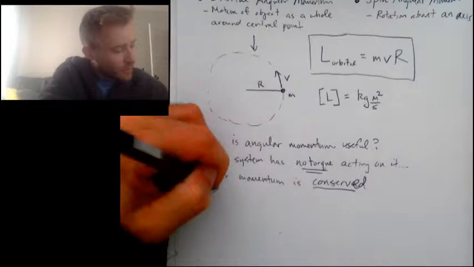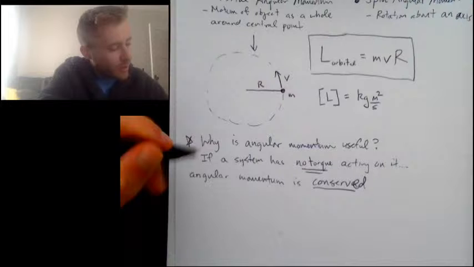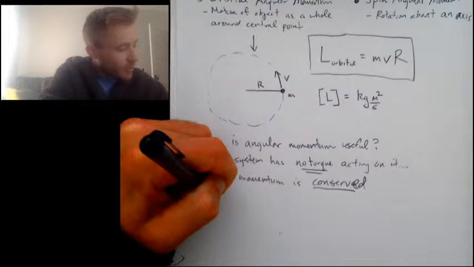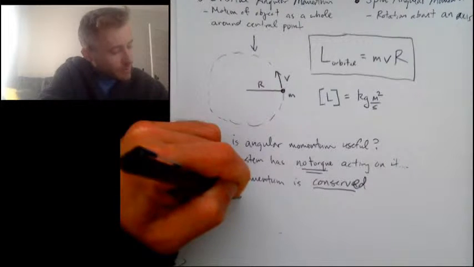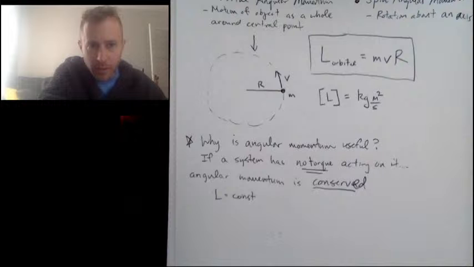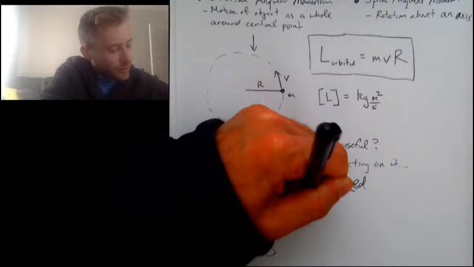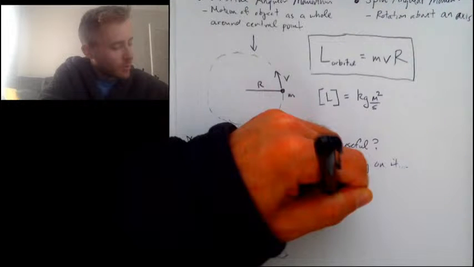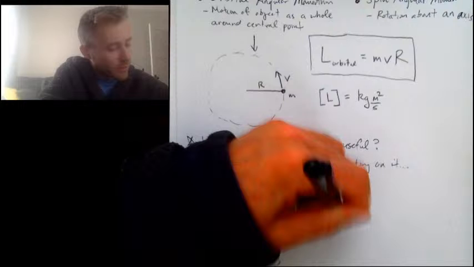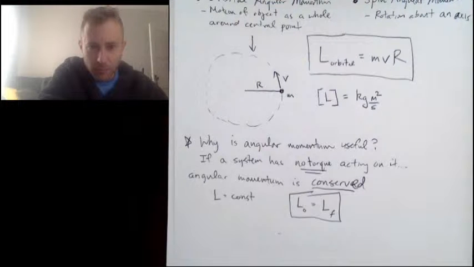So that means that the angular momentum is a constant. That's one way of thinking about it. Another way of thinking about it is the initial angular momentum is equal to the final angular momentum. Okay?